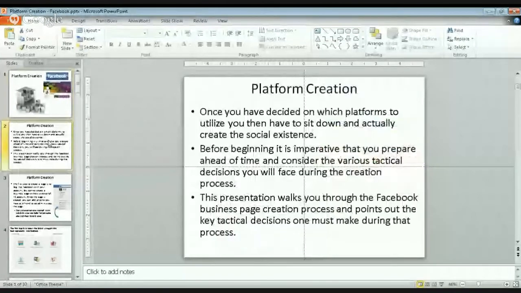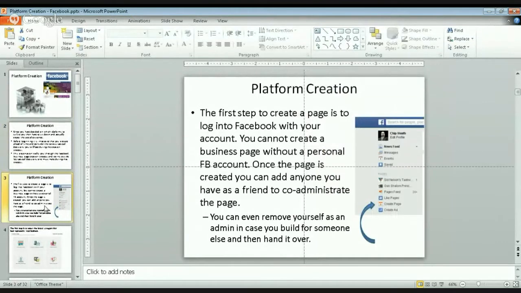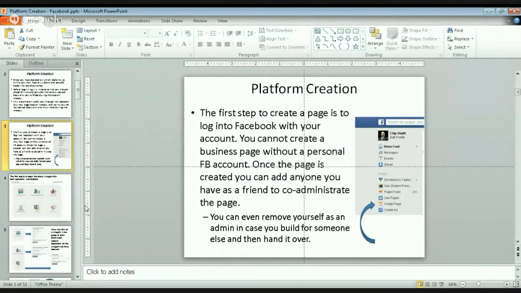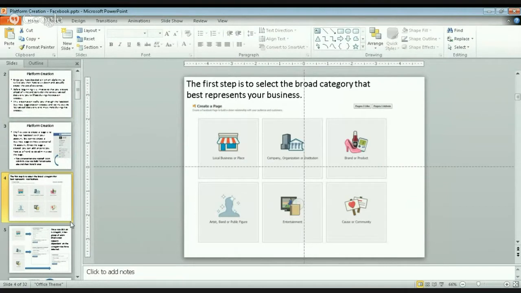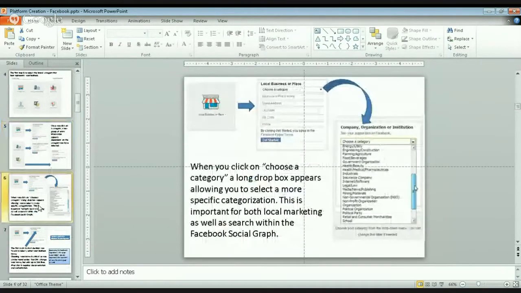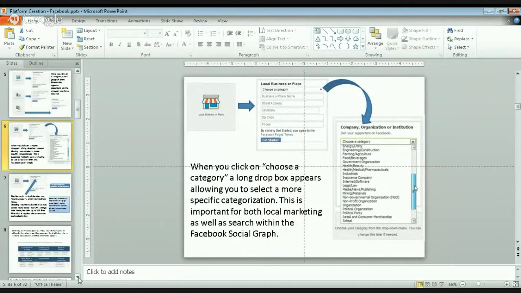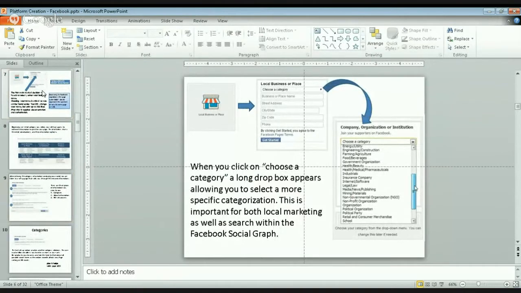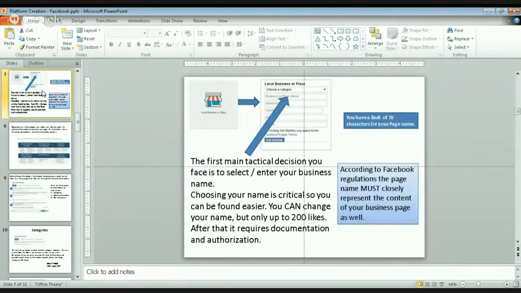And literally it walks you right through creating the platform. These business pages just don't appear out of nowhere. They have to be actually made. And so how do you create the platform? And I walk you through all the way from the beginning of here's your profile, here's how you create a page, here's the categories that you need to select. Why is it important to choose the right category? Because it's going to come up as local marketing and social graph, Facebook social graph. These are the search functions. It makes it easier for customers to find you.